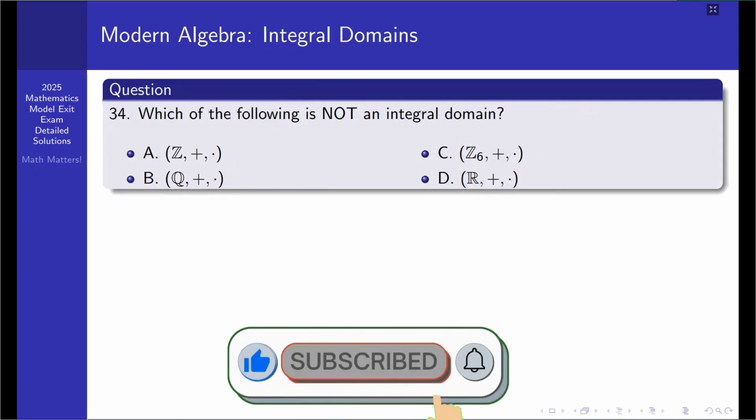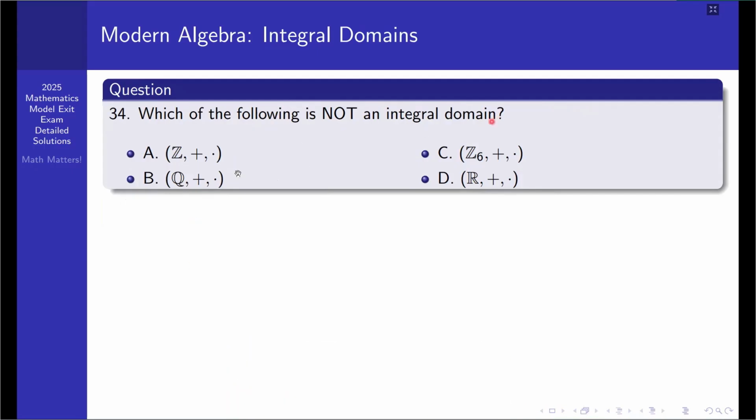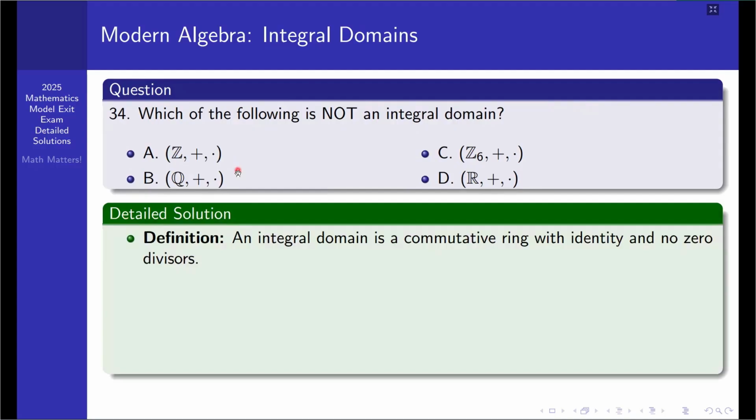Question number 34. Which of the following is not an integral domain? First, let us see what an integral domain is. We know that an integral domain is a commutative ring with identity and no zero divisors. A commutative ring with an identity and without any zero divisor is said to be an integral domain. Zero divisors are elements a and b, different from 0, such that a times b is equal to 0.